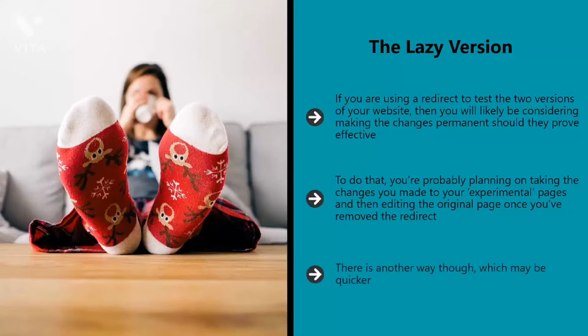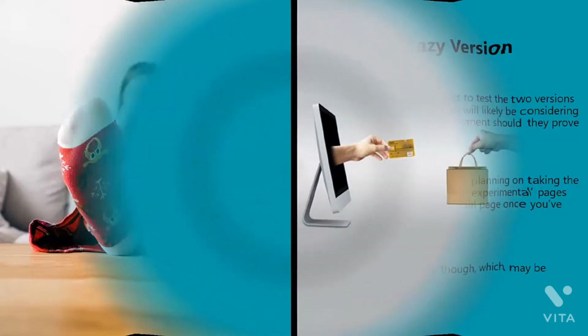There is another way, though, which may be quicker. This is to take the edited version and simply make the redirect permanent. You can do this with a redirect, but note that by using a 301 redirect from your htaccess file, you will risk losing 10% of your link equity. To prevent this from happening, use a JavaScript or PHP redirect instead.